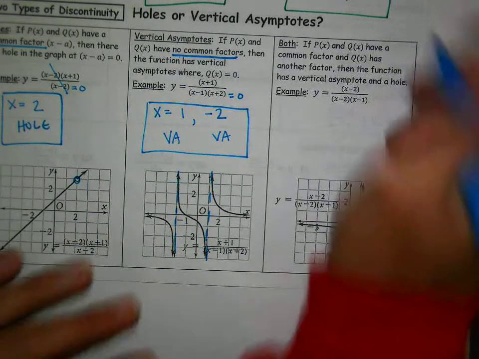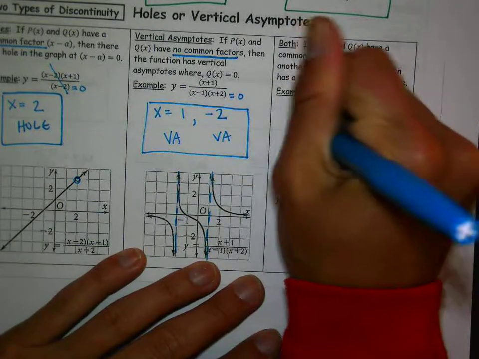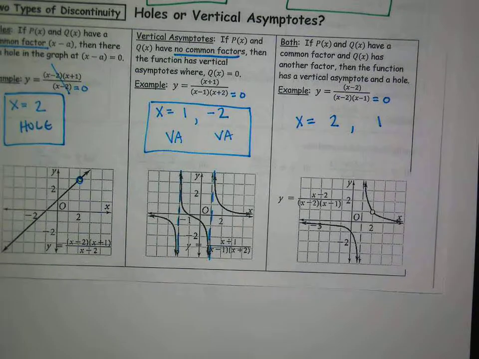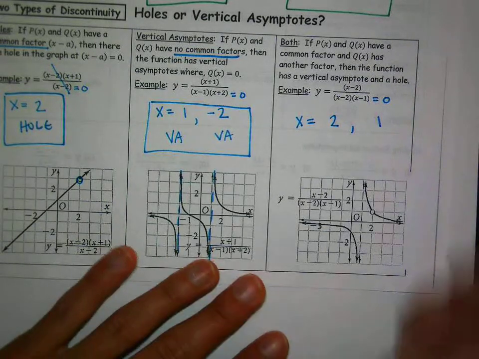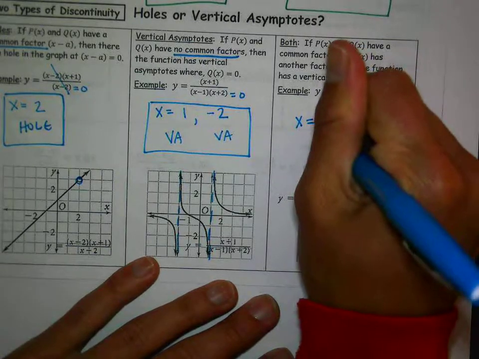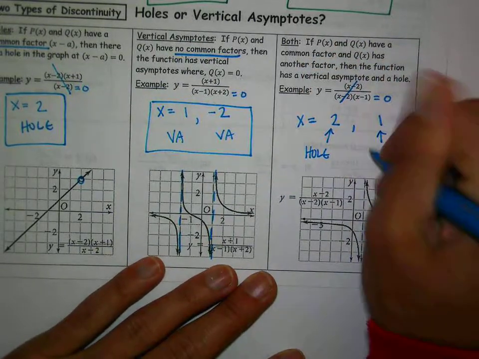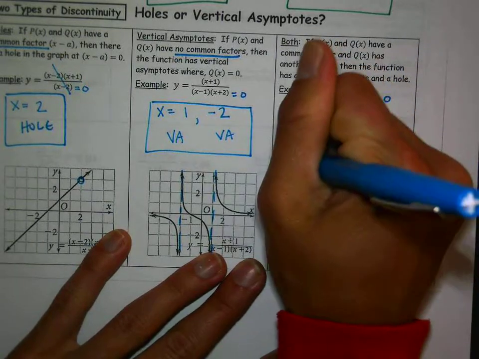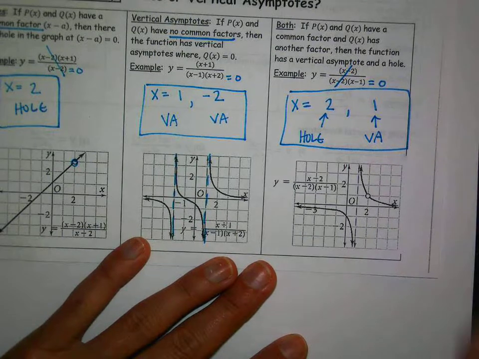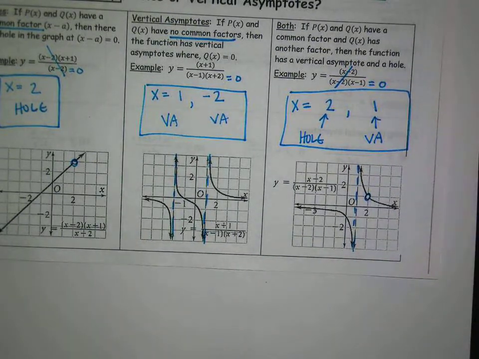All right, so on this next one, we're going to set the bottom equal to 0. What are my points of discontinuity? 2 and 1. Is there a common factor? Yes, the x minus 2's are common, right? So that means that this one is a hole. What about 1? Vertical asymptote. And so on the graph, we have a vertical asymptote, and we also have a hole.